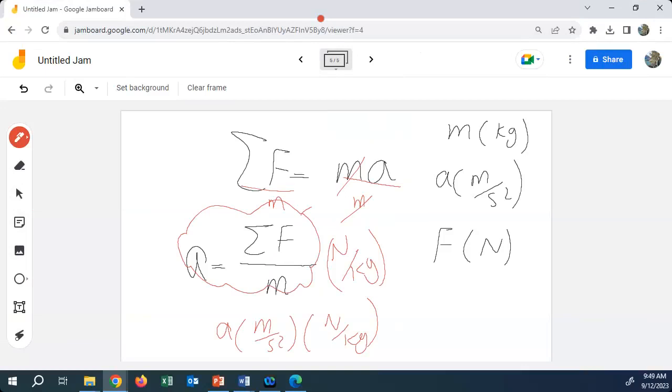Okay? What is the force unit? Newton. What is the mass unit? Kilogram. Newton per kilogram is the unit of the acceleration. Or we already know from the kinematics that it is meter per second squared as well. Why? Delta V over delta T. Yes? Meter per second divided by second is meter per second squared. So acceleration has units meter per second squared, or Newton per kilogram.